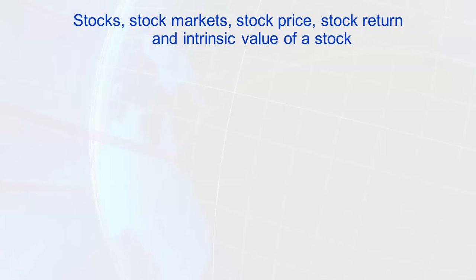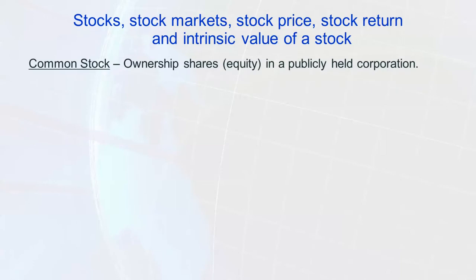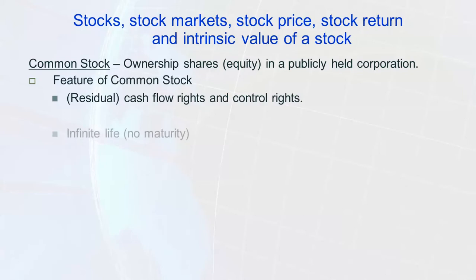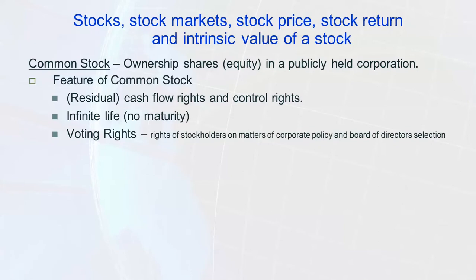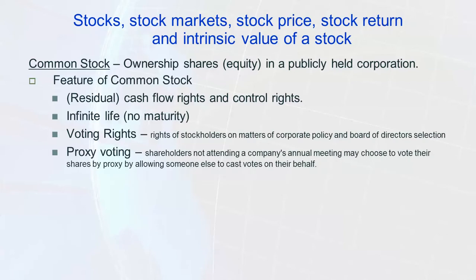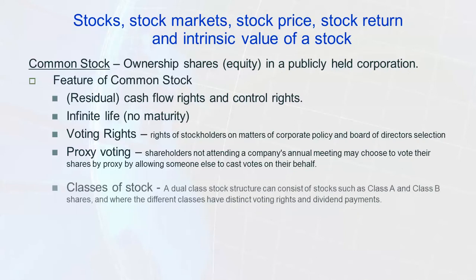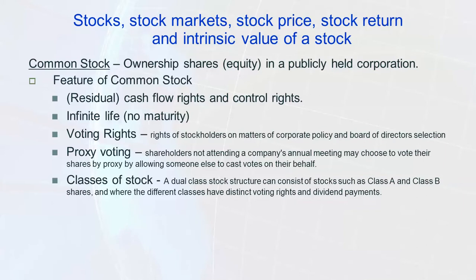So let's get started. So first of all, common stock. So what is common stock? Basically, common stock is ownership shares or equity in a publicly held corporation. So basically, common stock has cash flow rights and control rights. These are residual cash flow rights and control rights. It has no maturity, so infinite life. If you are a common stockholder, you have voting rights.